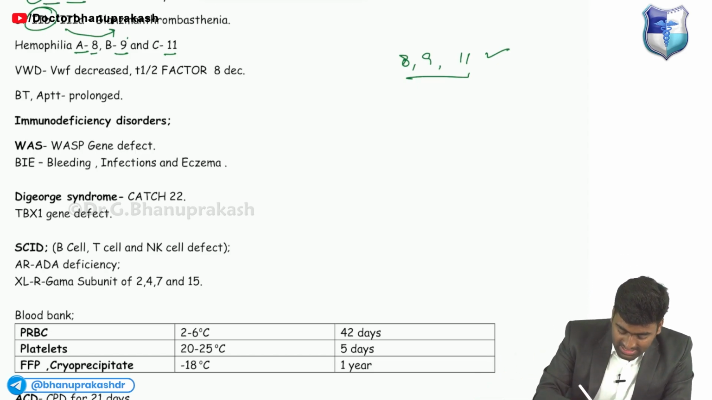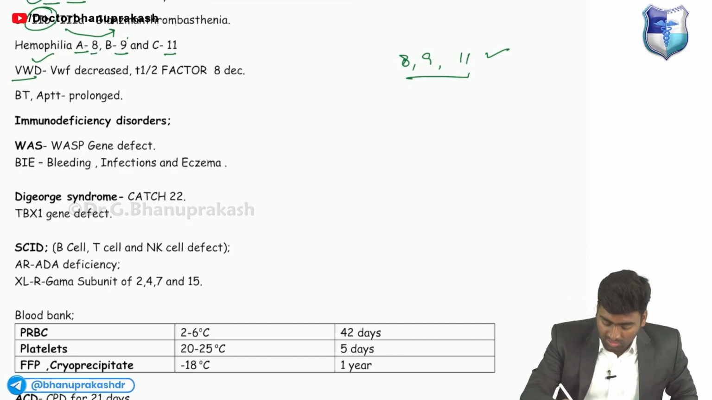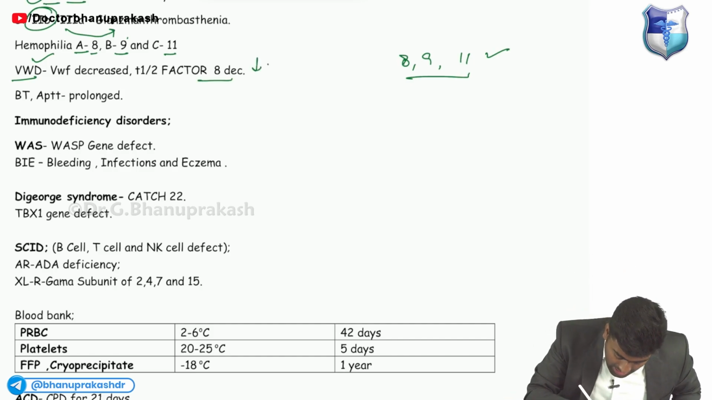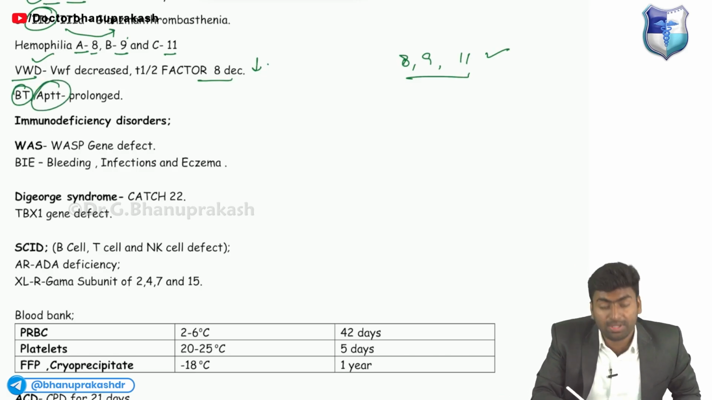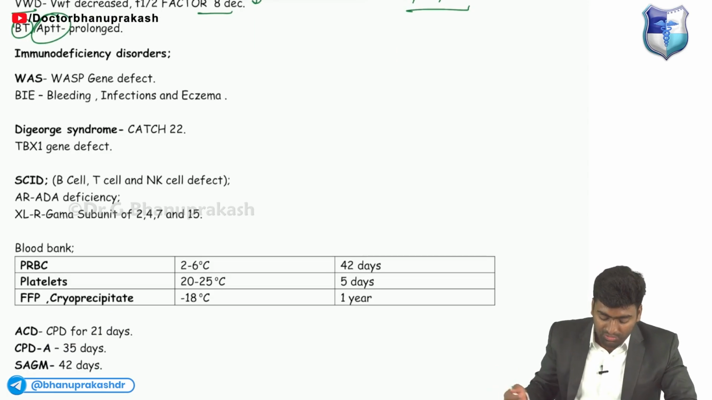Okay. Then if you see von Willebrand deficiency, it will lead to two things. It will lead to a platelet adhesion defect. Along with this, it also decreases factor 8. So BT will also be involved, meaning bleeding time will be more, and APTT also will be more. Fine.